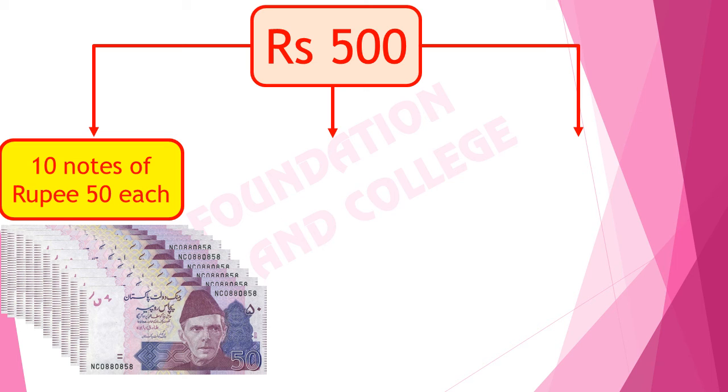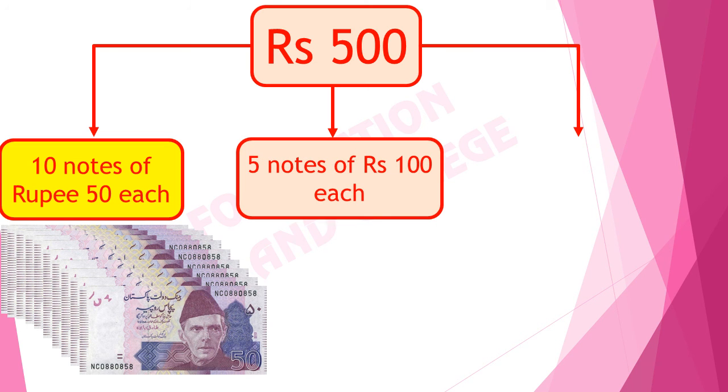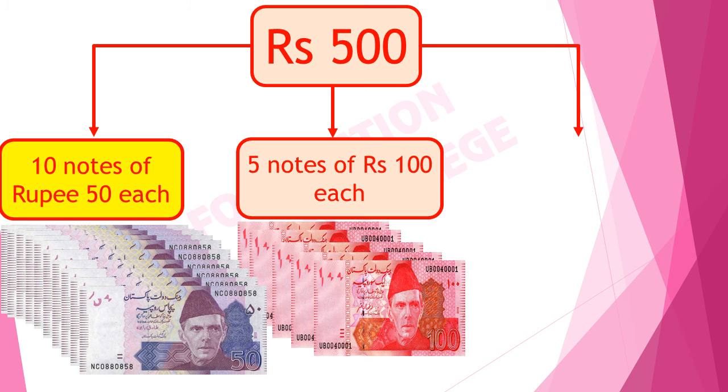Another way for having 500 rupees is 5 notes of rupees 100 each. If we have 5 notes of rupees 100 each, we get 500 rupees. Multiply 100 with 5. 100 into 5, we get 500. It means if we have 5 notes of rupees 100 each, we get 500 rupees.